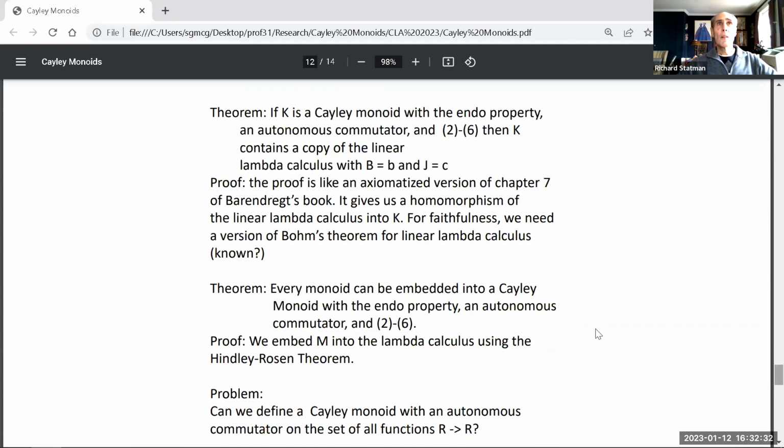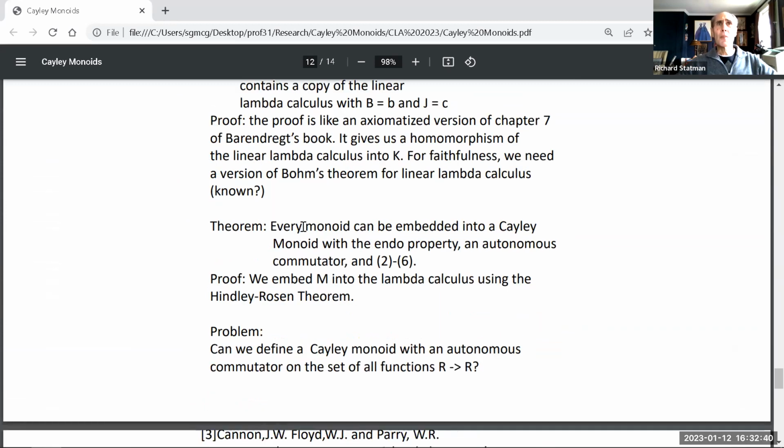So that's theorem one. Theorem two. This is kind of interesting as well. Every monoid can be embedded into a Cayley monoid with the endo property and an autonomous commutator, and 2 through 6. I just want to add that at the end. This is not so exciting, really.